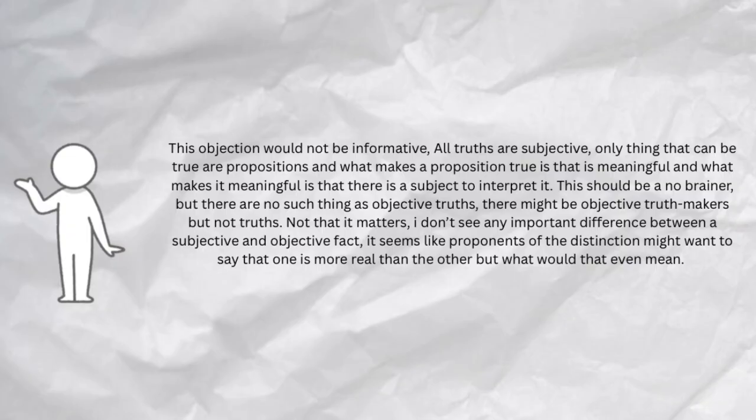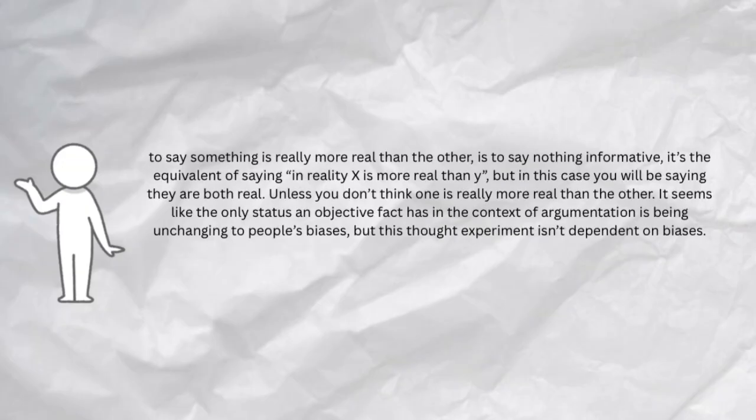This should be a no-brainer, but there is no such thing as objective truths. There might be objective truth makers, but not truths. Not that it matters. I don't see any important difference between a subjective and objective fact. It seems like proponents of the distinction might want to say that one is more real than the other. But what would that even mean? To say something is really more real than the other is to say nothing informative. It's the equivalent of saying, in reality, X is more real than Y. But in this case, you would be saying they are both real, unless you don't think one is really more real than the other.